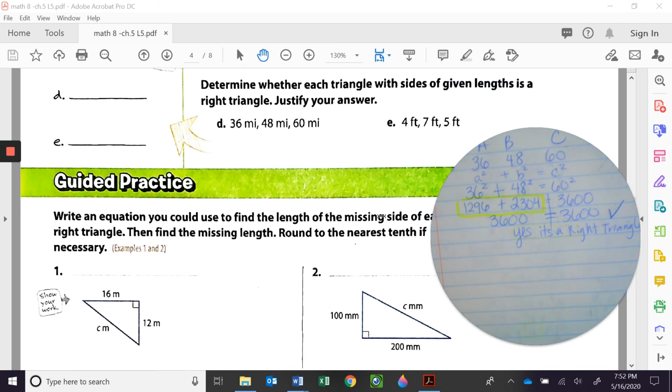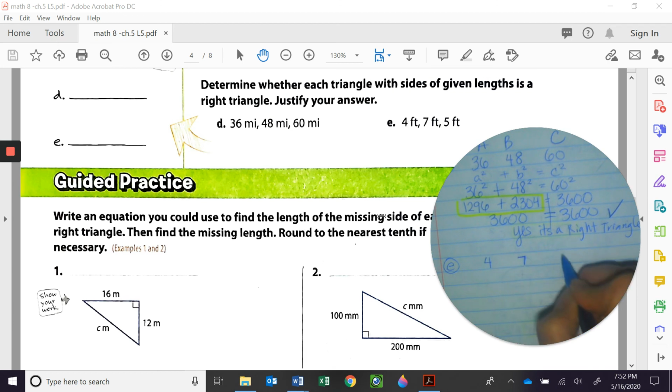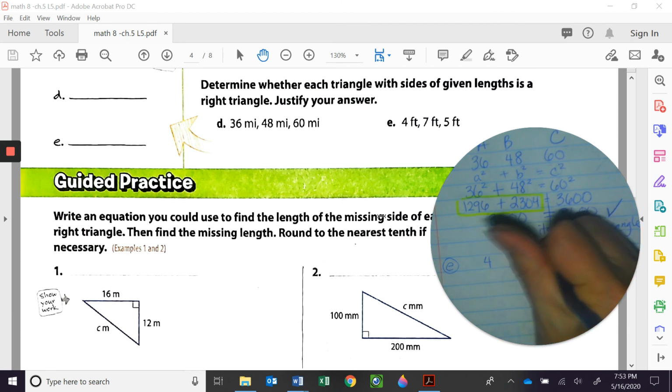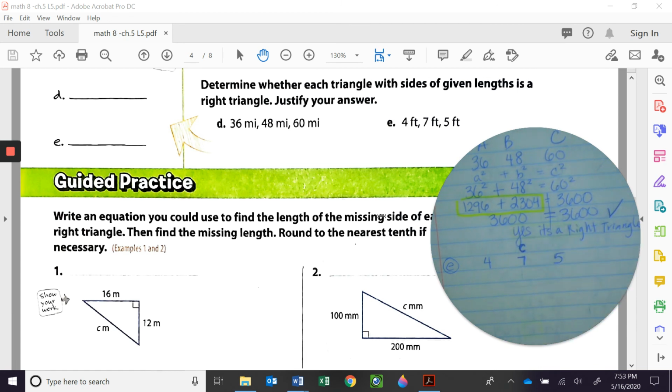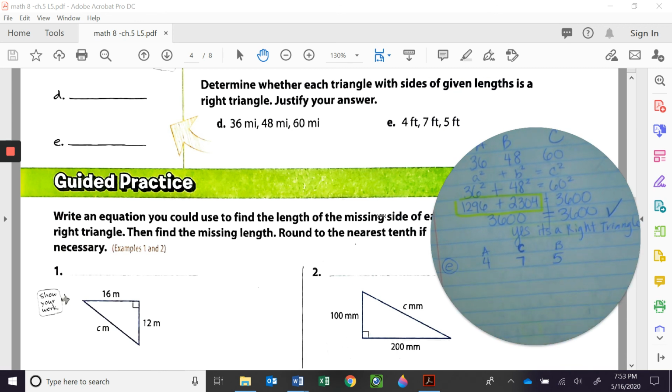Okay, let's look at E. So we have 4, 7, and 5. Okay, now remember I told you that the biggest side is always C. So that means this is C. And then I'll make this A and this B. Doesn't really matter about A and B, but C matters.